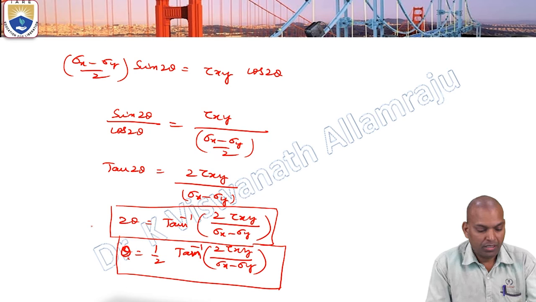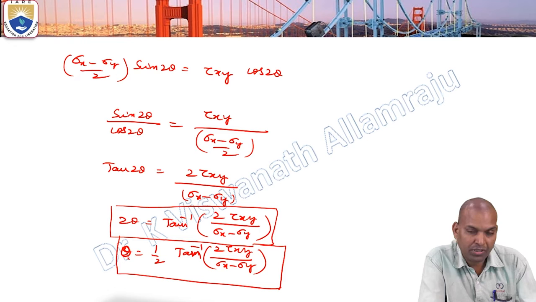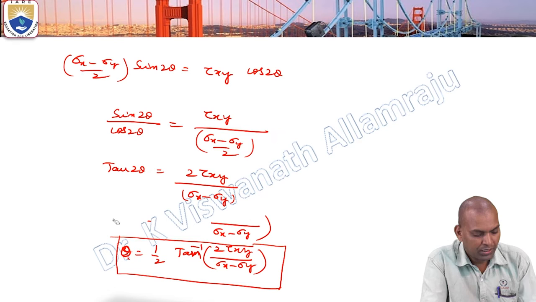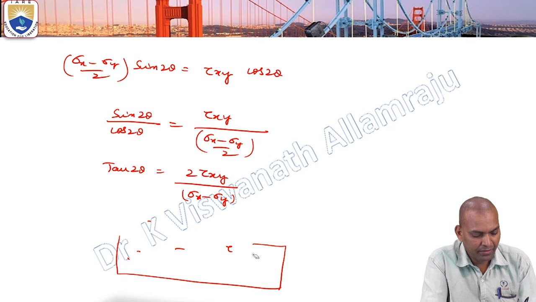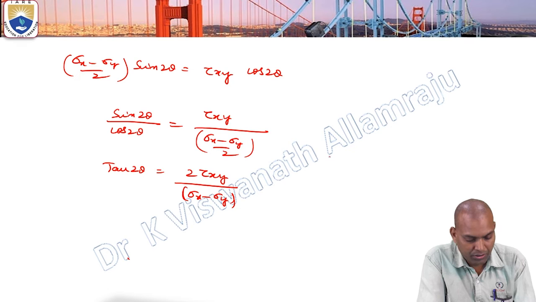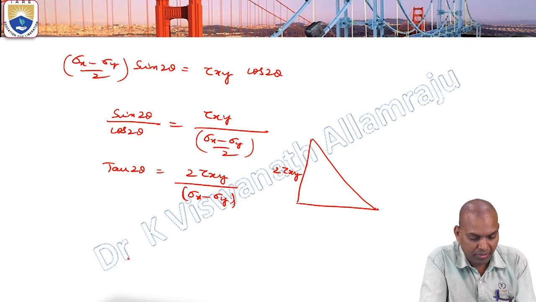After knowing tan 2 theta, we can calculate one more term by using the Pythagoras theorem. What is sine 2 theta and what is cos 2 theta in terms of sigma x, sigma y and complementary shear stress? How can we calculate here? We know that tan 2 theta equal to 2 times tau xy by (sigma x minus sigma y). Now, considering a right angle triangle, tan is opposite side by adjacent side. This is 2 times tau xy, opposite, and adjacent is sigma x minus sigma y.